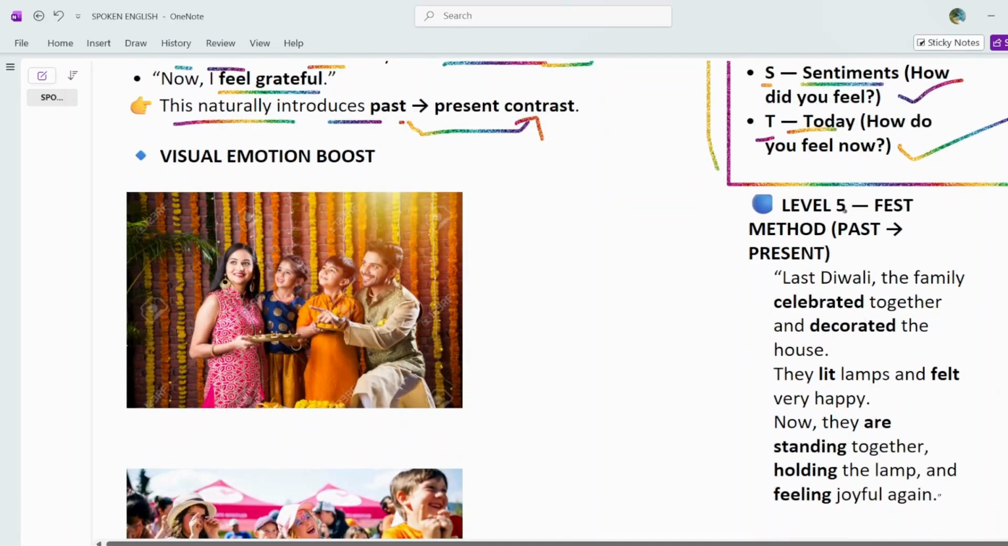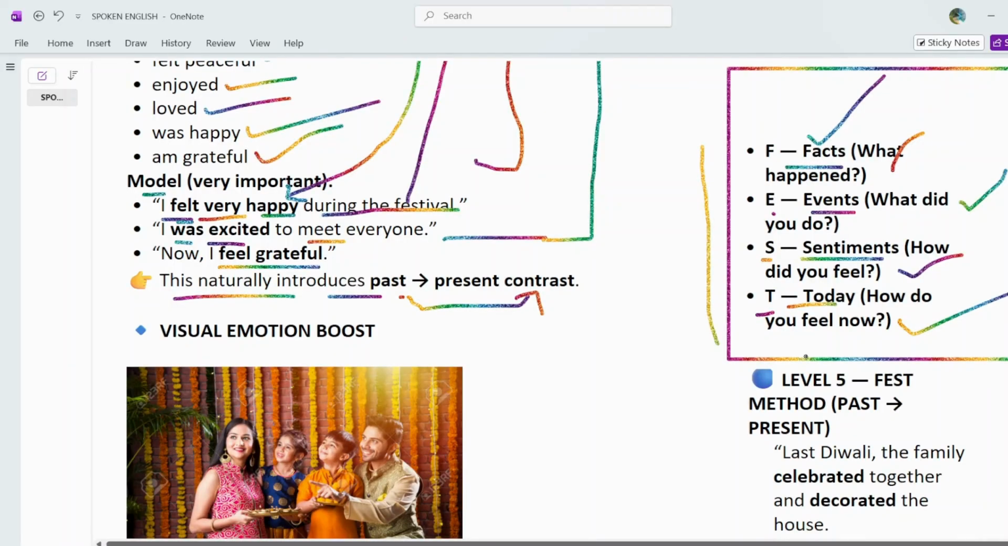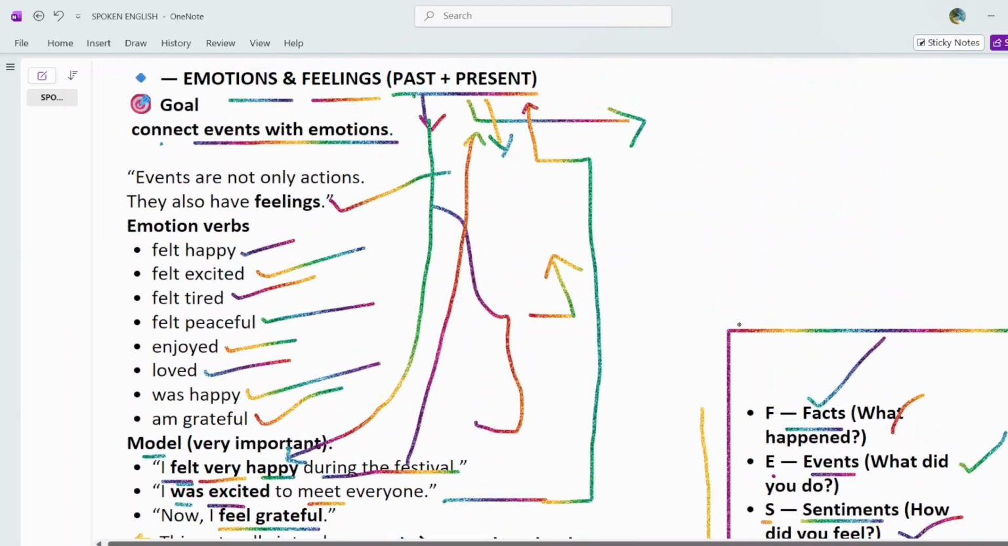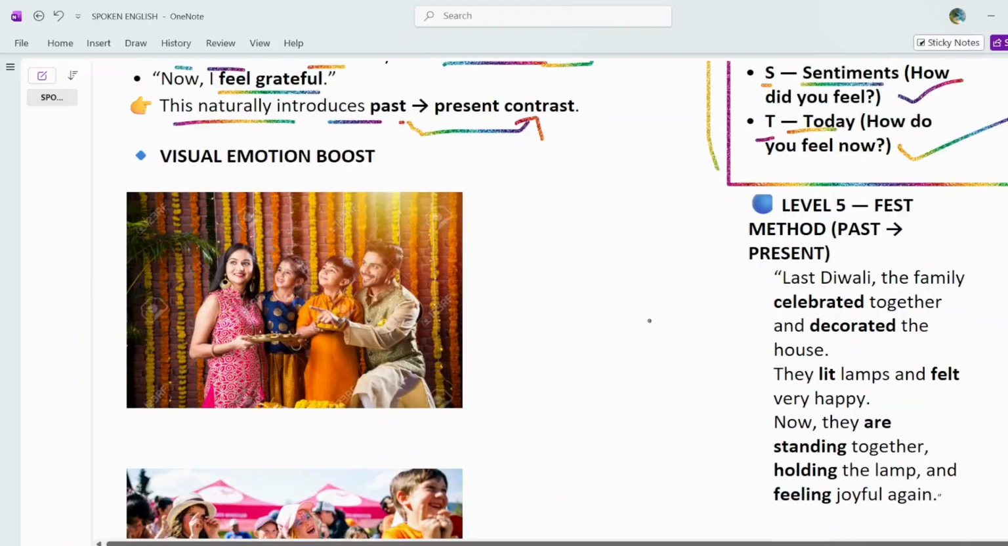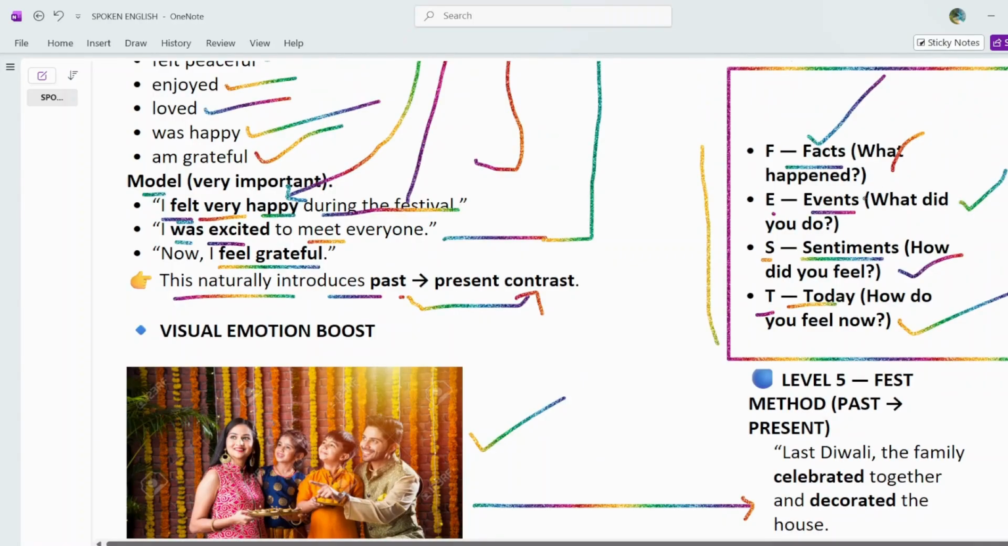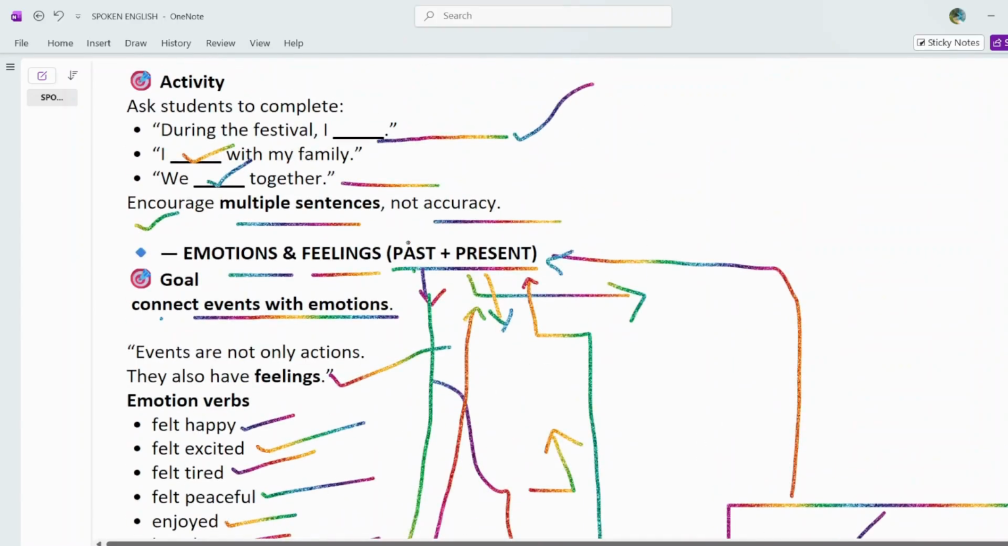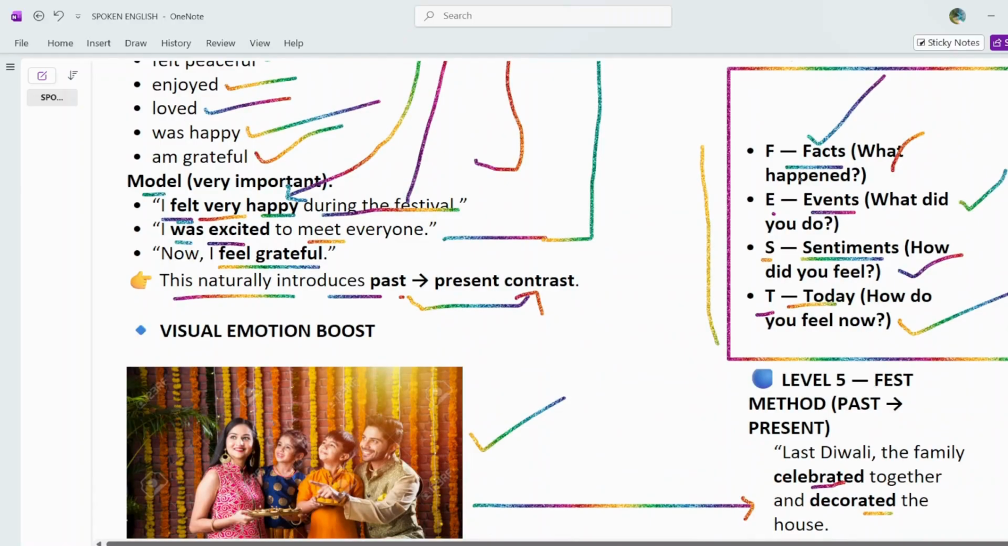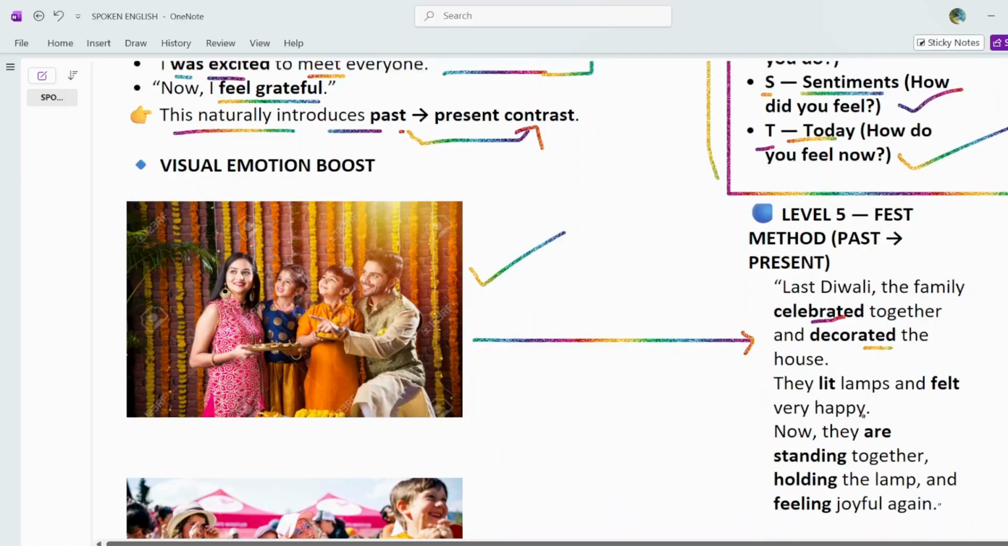Okay, great. Now, as I just told you what FEST stands for, let's look at an example along with the usage of your past and present tense as a strategy. Great. Let's quickly read this paragraph. Okay. So, last Diwali, I'm describing this particular image. Last Diwali, the family celebrated together and decorated the house. So that is what happened. Okay. What did the family do? Now, celebrated and decorated obviously are related to past, correct? Okay, it's related to past. And next, they lit lamps and felt very happy. Look at the FEST method.